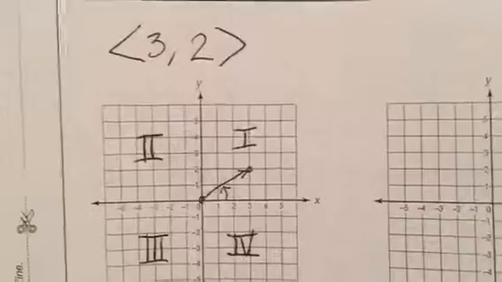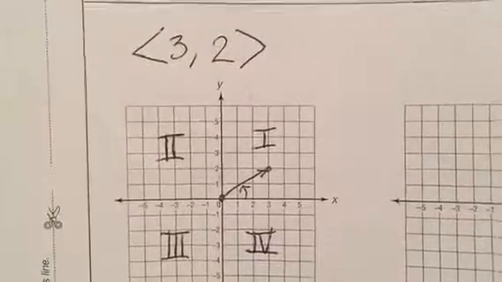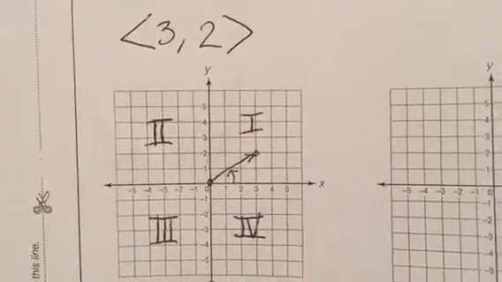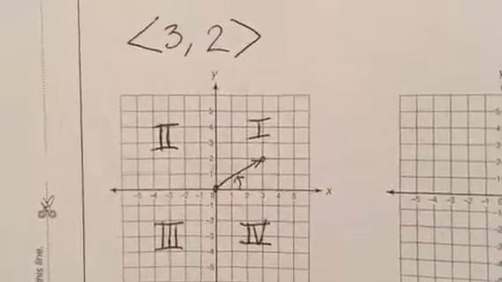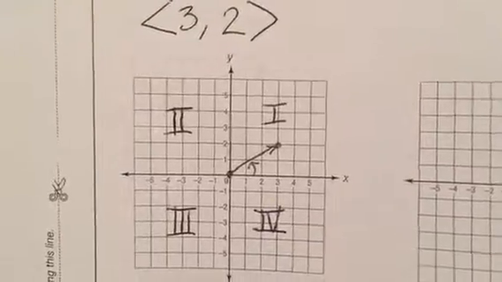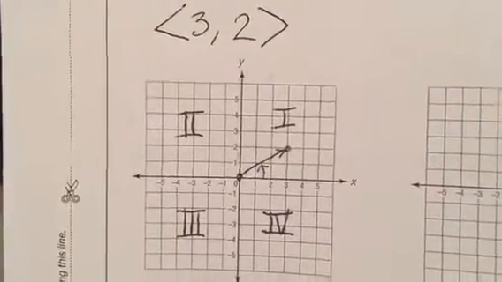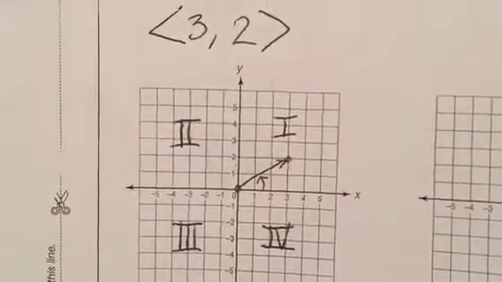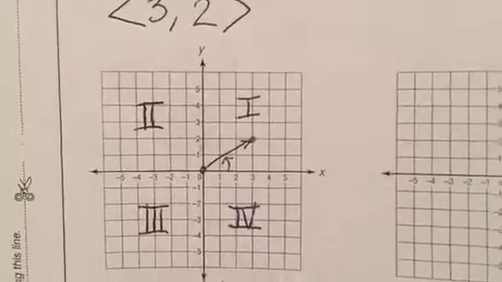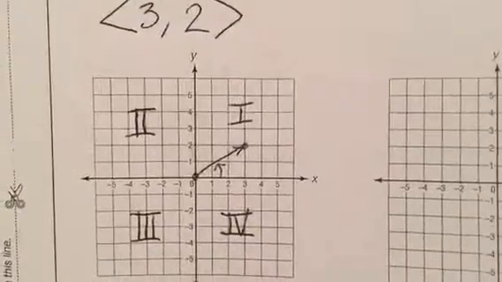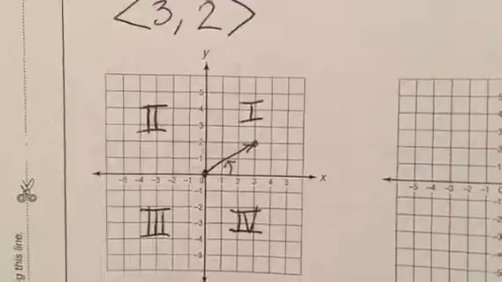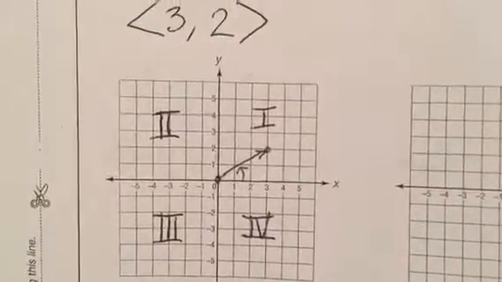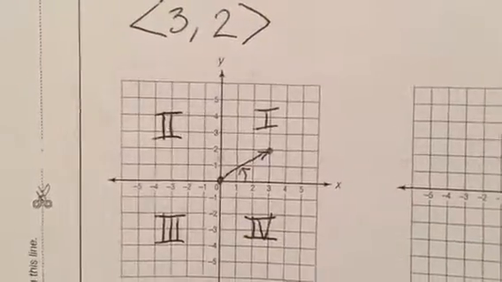As you can see, I have the vector 3, 2 graphed again, but now I have added an extra component, or two components. One is an arrow giving you the direction of the angle that you are looking for, and then also I'm giving you the quadrants that are on your coordinate grid. So which quadrant does this vector lie in? Of course, as you can see, it lies in quadrant 1.